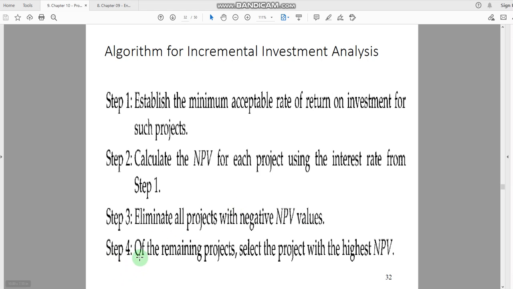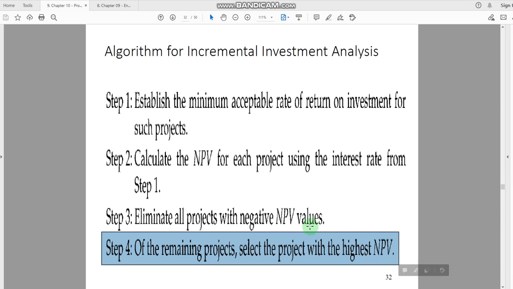Step number four, of the remaining projects, select the project with the highest net present value. So in the last step, whatever projects you have analyzed, you have to go with the project that offers the highest net present value.